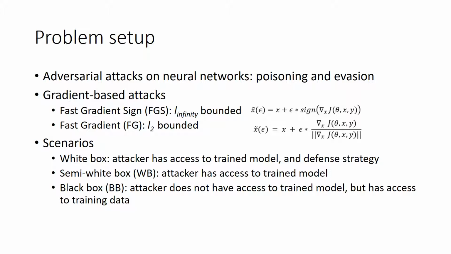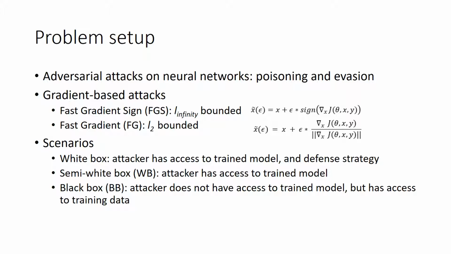Poisoning attacks corrupt the training data so that the classifier is not trained correctly. Evasion attacks corrupt the test data so that the output of the neural network just for that test data is incorrect, even if the classifier is trained correctly.